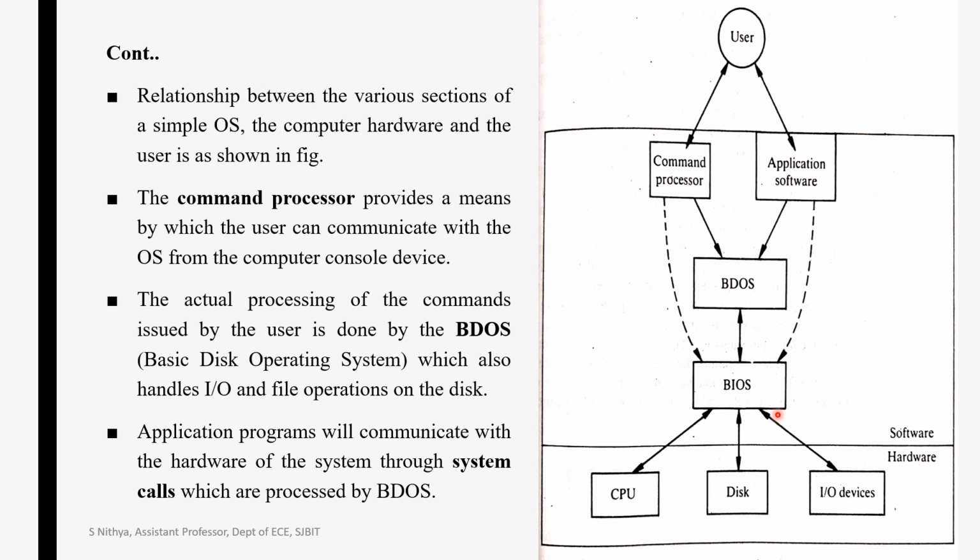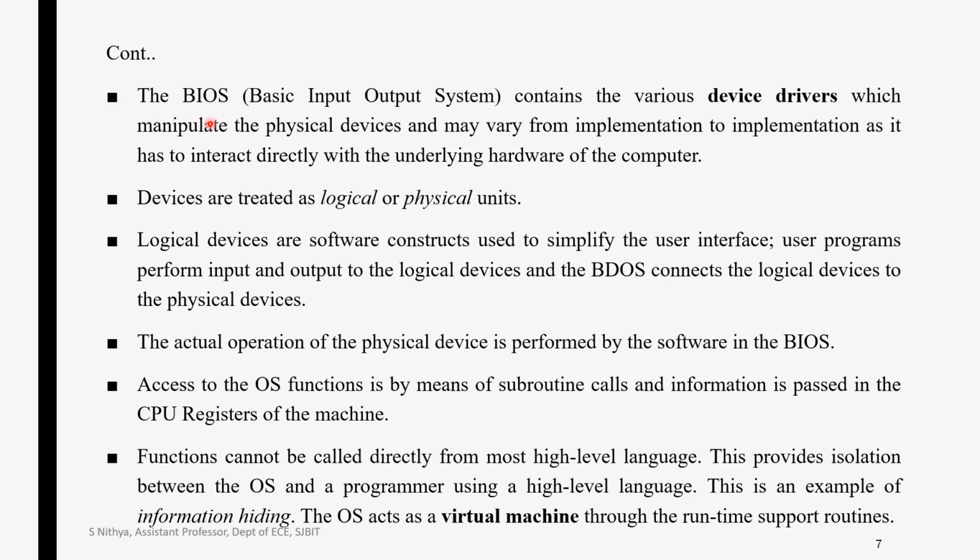The application program will communicate with the hardware of the system through the system calls, which are processed by BDOS. The next layer, which is connected to the hardware, the CPU, disk and input output processor, is the BIOS, the basic input output system. It contains the various disk drivers, and the physical devices may vary from implementation to implementation as it has to interact directly with the hardware of the computer system.